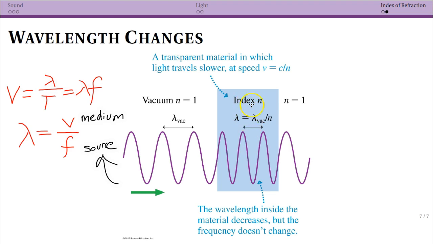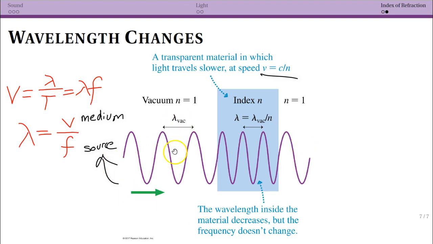Now it has an index of refraction, n, which means it has a new speed. It has slowed down. The frequency remains the same, and so if the wave speed has changed, and the frequency remains the same, then your wavelength must change. And so you see that picture here, that the wavelength is longer here and shorter in this glass. It then changes and goes back to what it was originally.